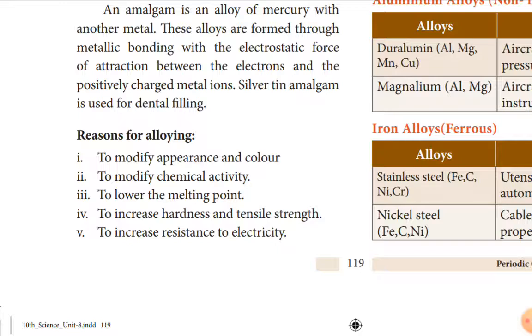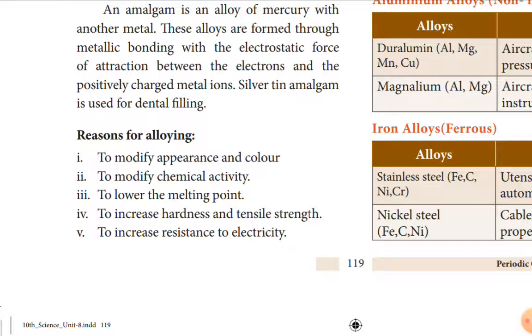Normally iron easily reacts with the air in the presence of carbon dioxide and moisture. But when iron is alloyed with zinc, zinc will not allow oxygen, carbon dioxide, and water to react with the iron. So the chemical activity is completely changed because of the alloying. And third point, to lower the melting point. Melting point will be reduced.